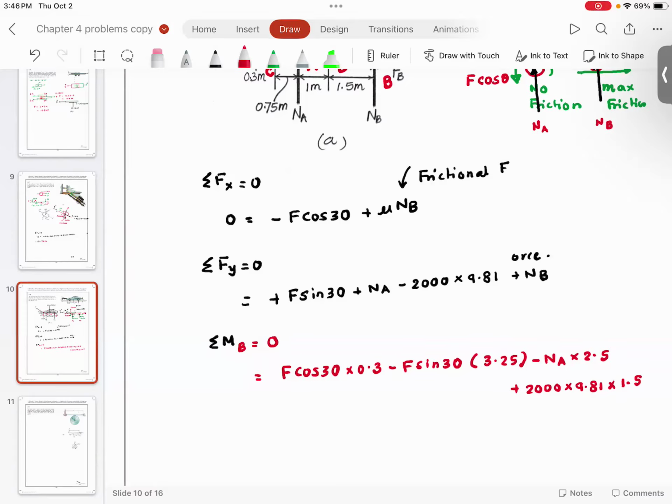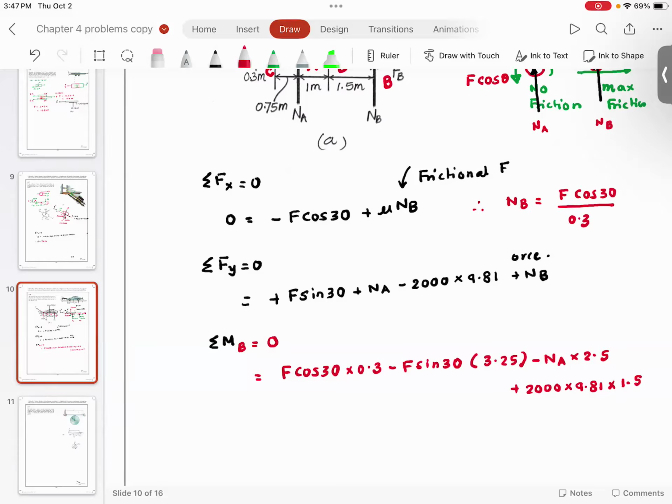So this is the strategy I'm going to use. I'm going to find out NB in terms of F. So I'm going to find out from the first equation, NB is equal to F cosine 30 divided by mu, which is 0.3. Do you agree with me?